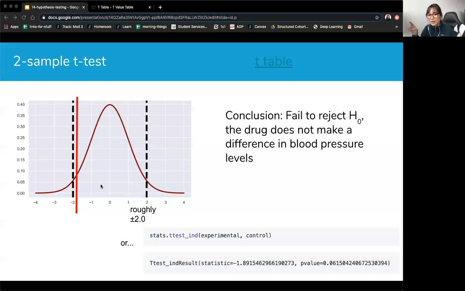But the more important part is you should be defining your alpha before you even calculate your test statistics so that, you know, your setting of alpha is not biased by that. But I think the answer to that really depends on context.